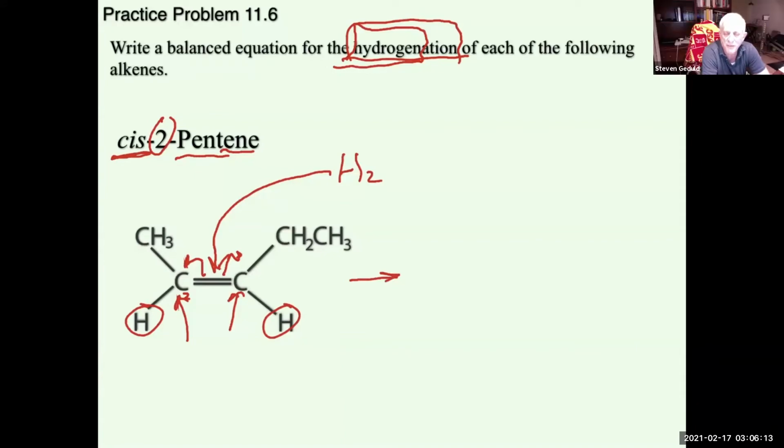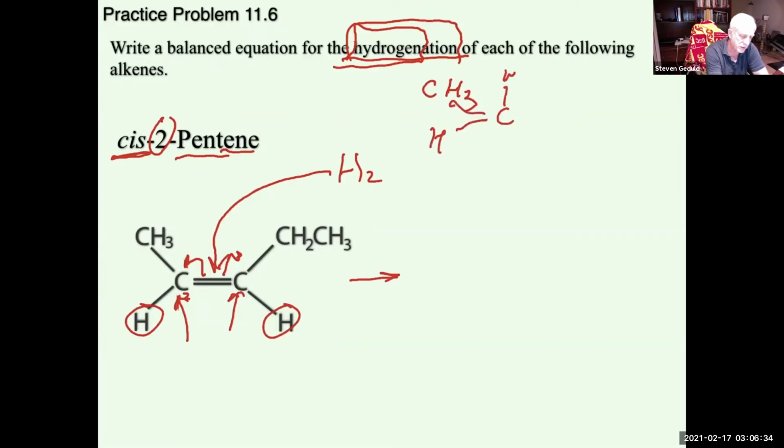You got to have a double bond or a ring, a cyclical compound, for cis-trans isomerism to occur. The product's going to be all single bonds. There's not going to be a double bond because you're going to have CH3, and then hydrogen was here, and this carbon, CH3.